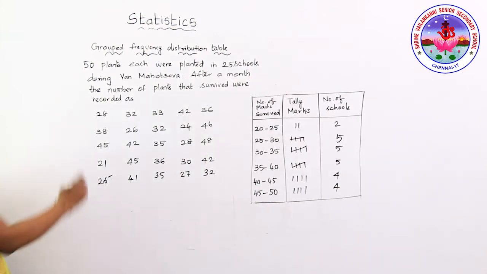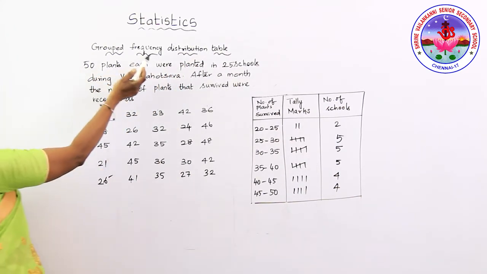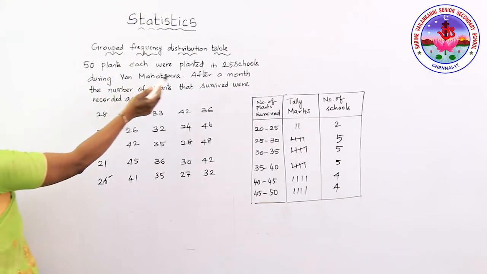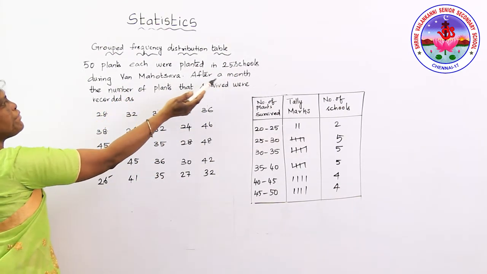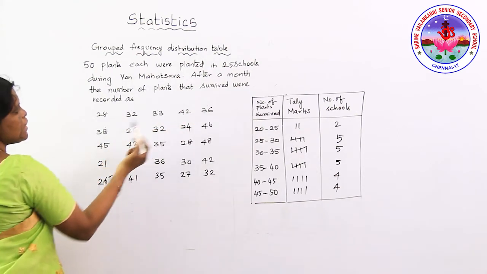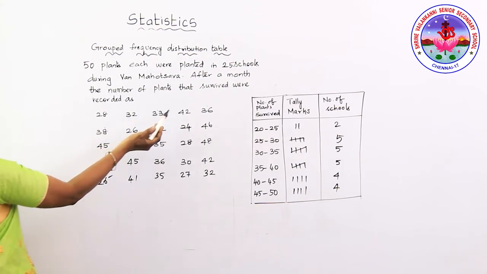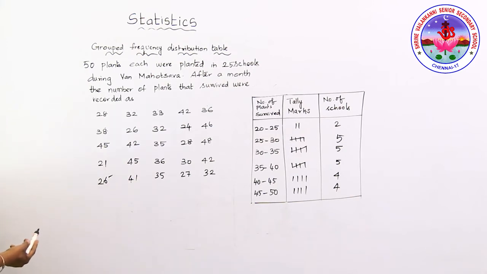Now we are going to see how data arranged in groups is distributed in a frequency distribution table, that is the grouped frequency distribution table. In this example, 50 plants each were planted in 25 schools during one Mahotsav. After a month, the number of plants that survived were recorded. He has given the number of surviving plants in each school surveyed: first school 28, then 32, 33, 42, 36, 38. So he made a survey in all the 25 schools.